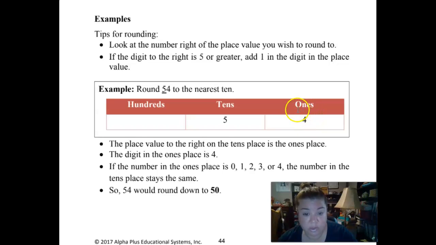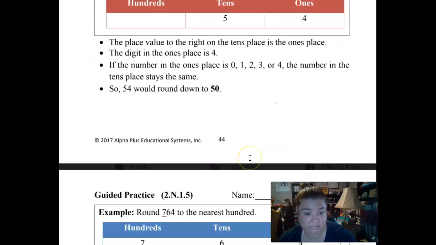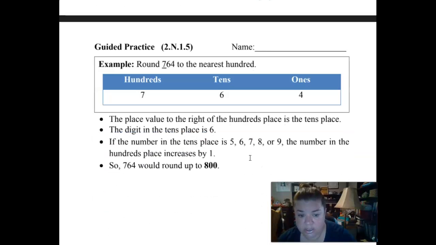So this is the part you have to memorize. If the number in the ones place is 0, 1, 2, 3, or 4, the number in the tens place stays the same when you're rounding. So this is the tens place, and this will stay the same. It'll stay a 5. So 54 rounds down to 50. You put a 0 in the ones place because you're either going to round down or up. The 4 tells us we need to round down, so that would become 50. Rounding is kind of hard. You've got to really think about it. So we're going to do some practice.